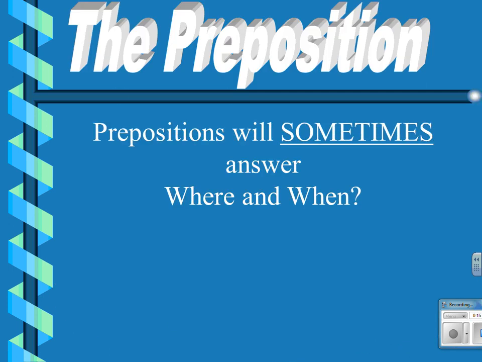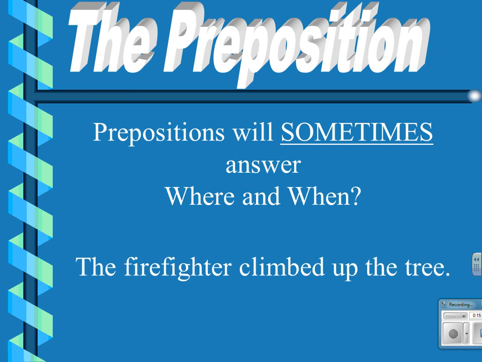Prepositions will sometimes answer where and when. If we have this sentence, the firefighter climbed up the tree, the first thing that I do is identify the subject and the verb so that I can find the preposition. And I ask myself, is there anything that tells you where and when according to the subject and the verb? So if we have firefighter, that's a subject. That's what this sentence is about. Is there anything the firefighter did? He climbed. So I know this is subject, this is verb.